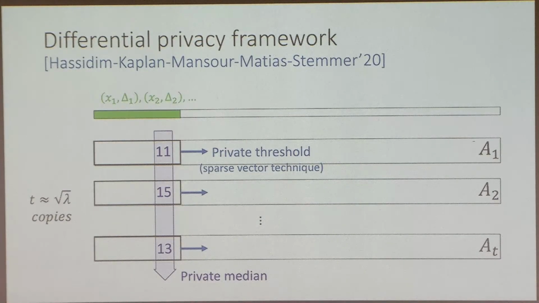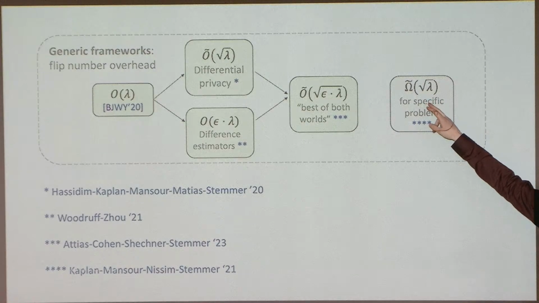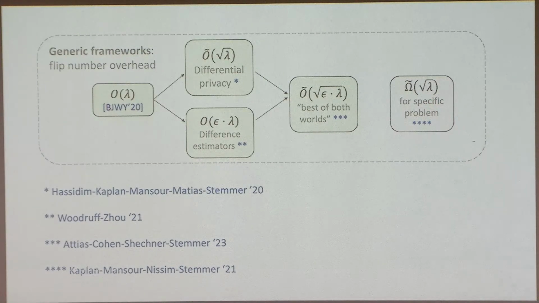Okay, let me maybe quickly tell you how, yes? Why doesn't the lower bound contradict the best of both worlds? Yeah, so here I hid the dependence on epsilon. I wanted to say that the dependence on the flip number in some cases can be a square root of lambda. So yes, it hides some epsilon factor.